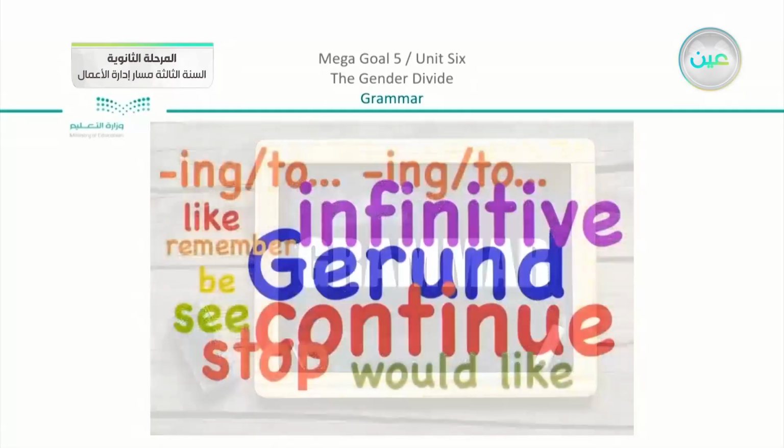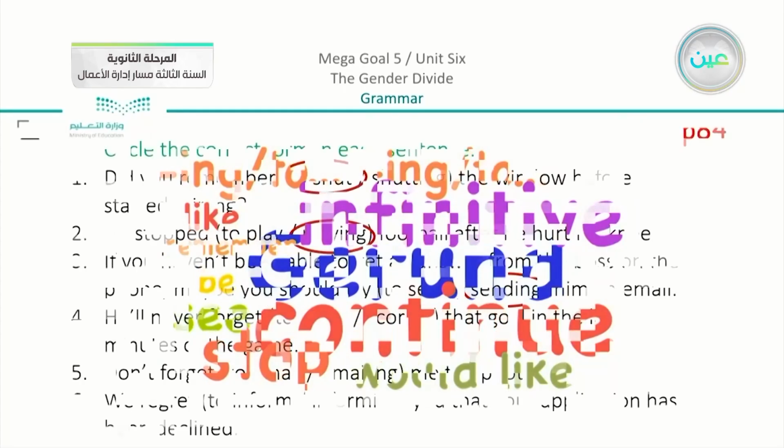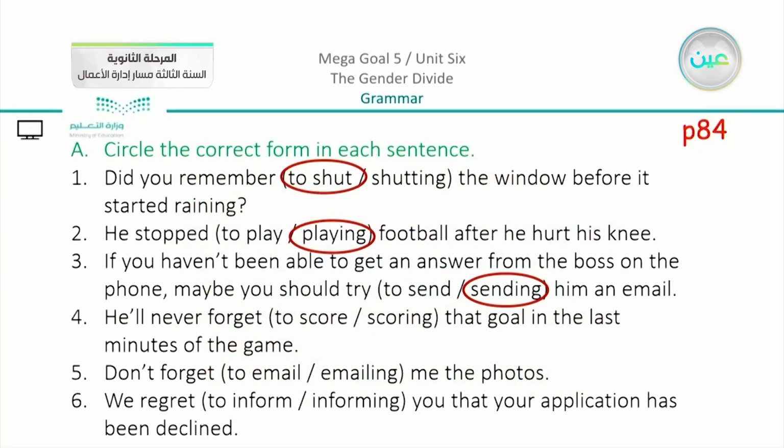So we are going to just take a look at the examples that we have here in the book. Yesterday we did 3 exercises here, page number 84. You can see that we have here number 4, he'll never forget to score or scoring that goal in the last minute of the game. So here we can see that we are going to choose based on the meaning of the sentence. So something that he will never forget. So we're going to say that we have here scoring that goal because it's going to be a memory here.